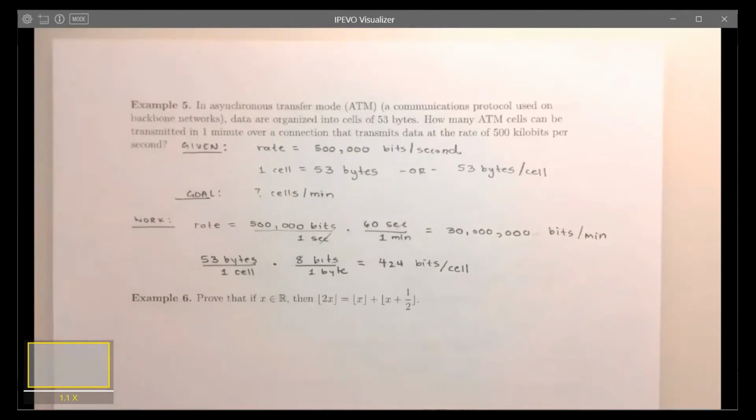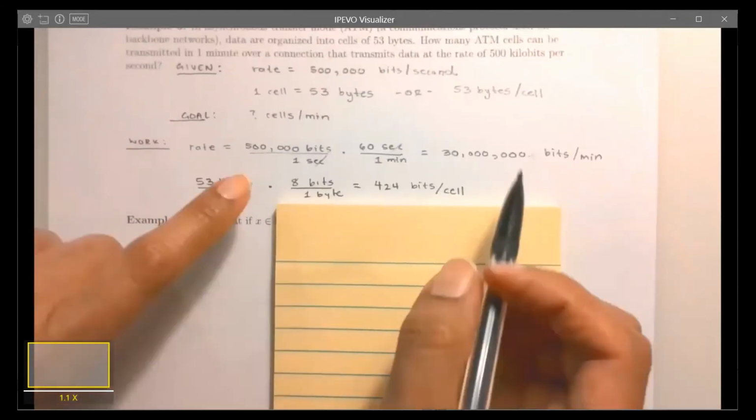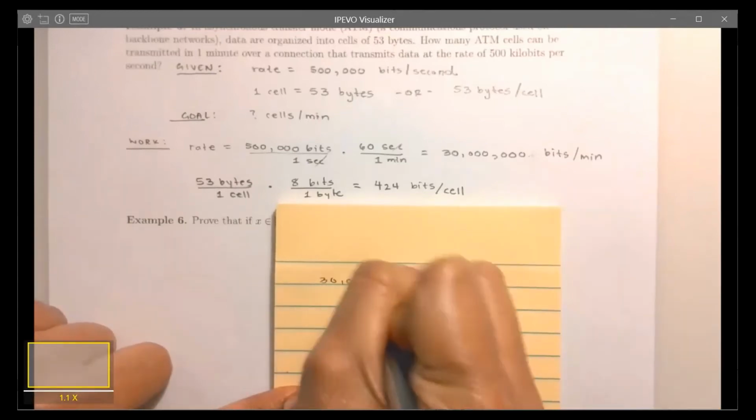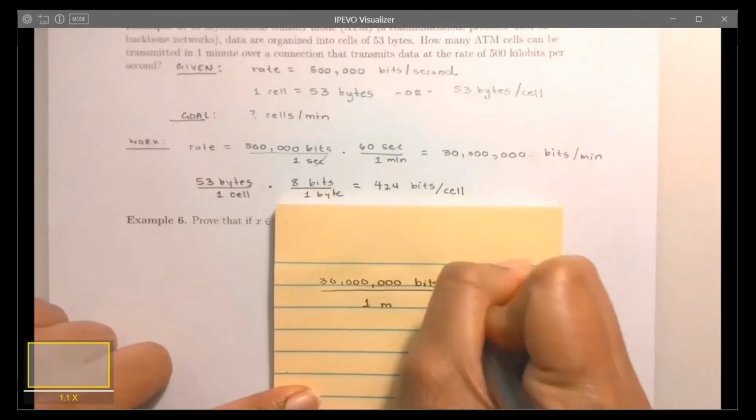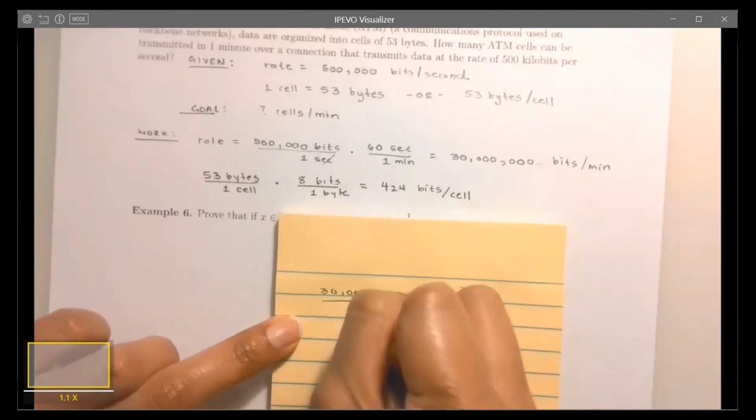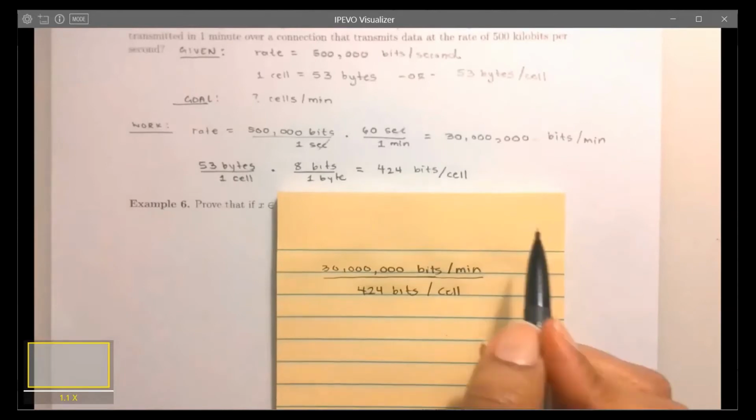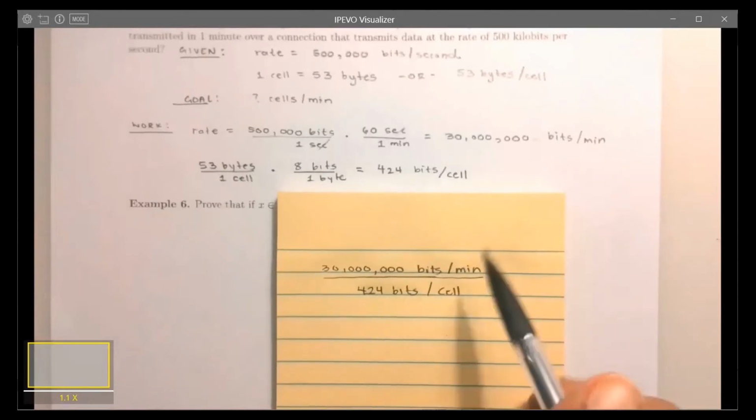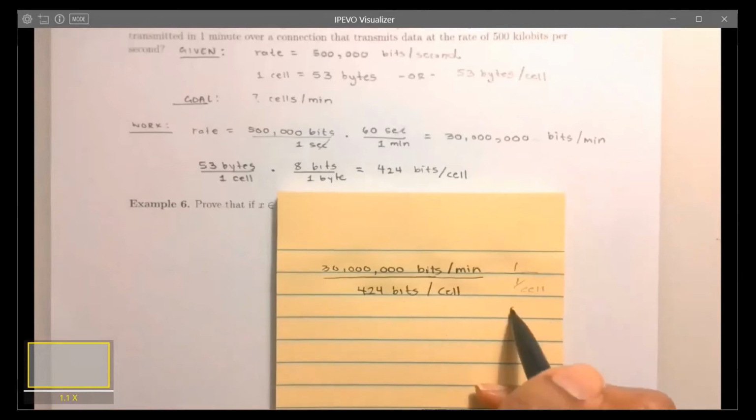Let me just take out a sticky note so that I can continue to work there because I've run out of space. All right, so in order to get cells per minute, I would need to take my rate of, sorry, not 30,000, 30 million bits per 1 minute, divided by 424 bits per cell. And why am I doing that? Because then my bits are going to cancel out, and since this can be counted as 1 cell, the cell ends up in the numerator. And this is per minute, so we'll end up with cells over minute.